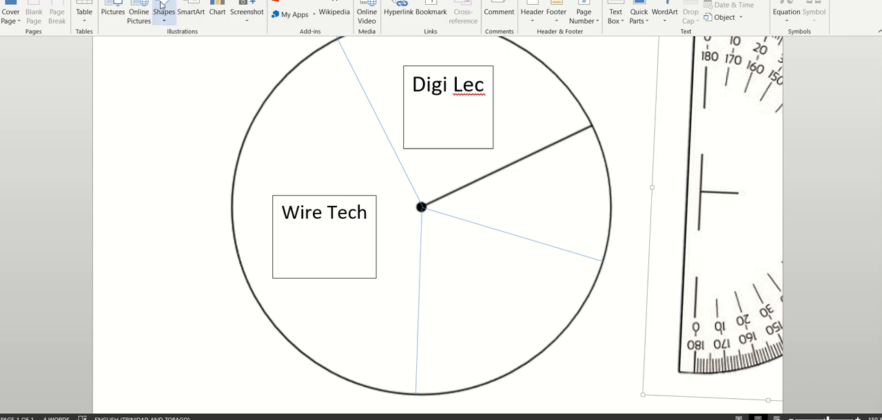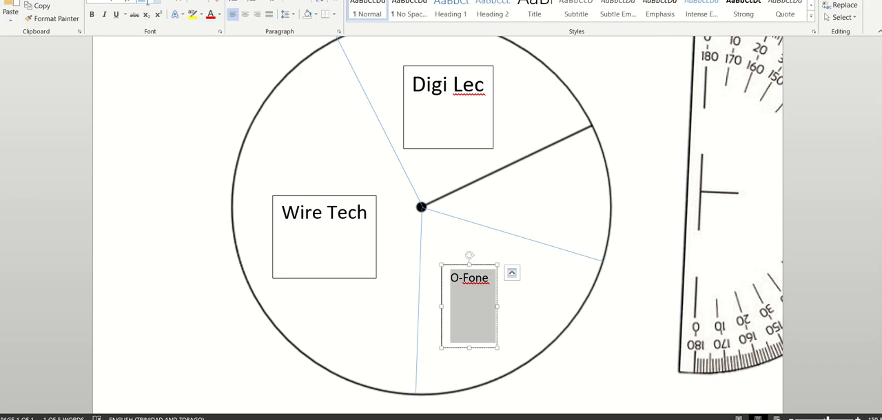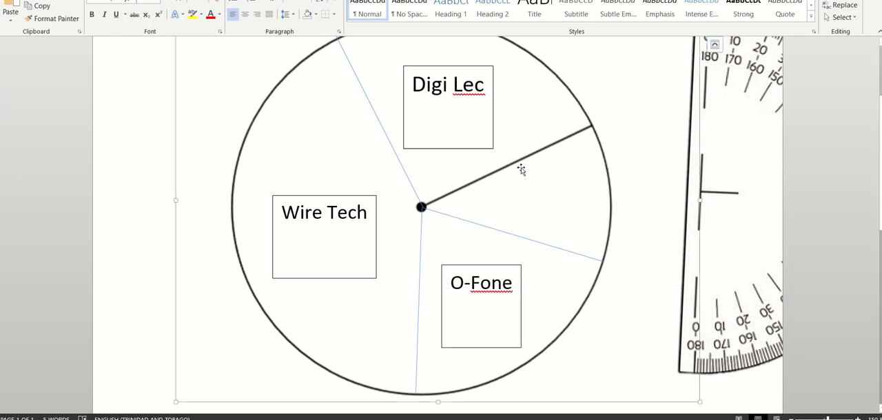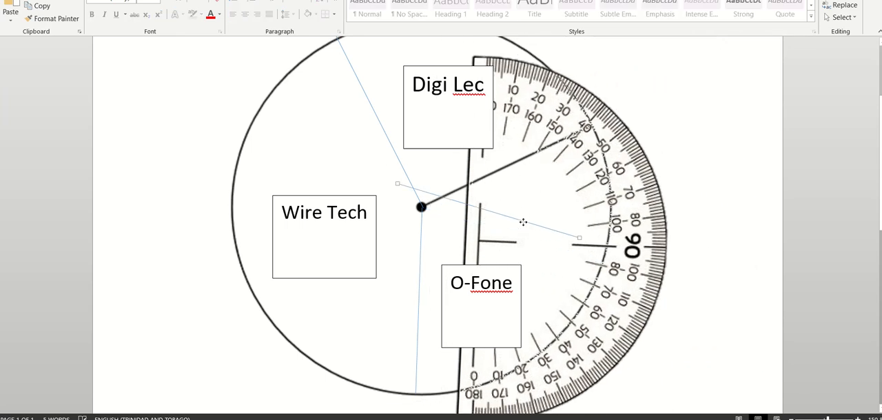So you're going to insert, but just label it as O-phone, dash, F-O-N-E. All right. Just make it a little bit bigger. Right, O-phone. And then this angle here is supposed to be 45 because the remainder is supposed to be 45.